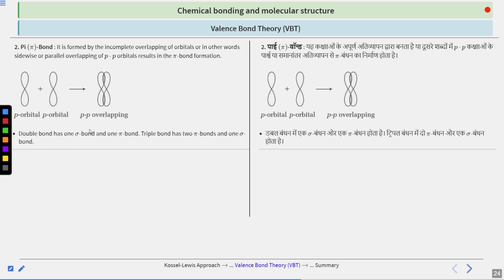Now if you consider a double bond, then generally, and I'm saying generally, there are exceptions to it, you will see that out of these two bonds, one is sigma and another is pi. If you are seeing a triple bond, then you will see that two are pi and one is sigma. One more important thing is that pi bonds are weaker than sigma bonds.